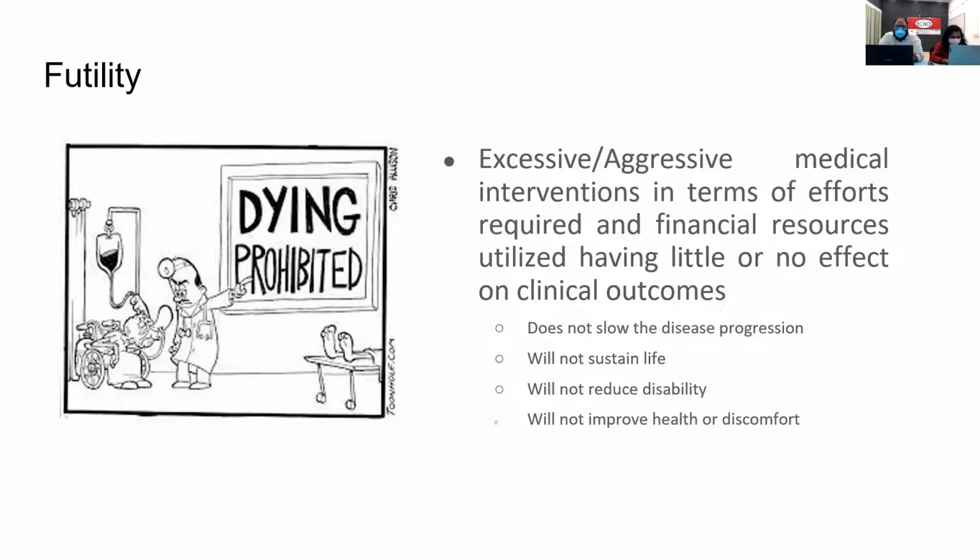So what is futility? It's an aggressive medical intervention, in terms of effort required and financial resources utilized, having little or no clinical outcome. We are trying to prevent the dying. The hard facts that we have to know are that these interventions do not slow the disease progression. They will not sustain his life. They will not reduce the disability and will not improve the health or discomfort of the patient, and the family is going to suffer. So are these beneficial?